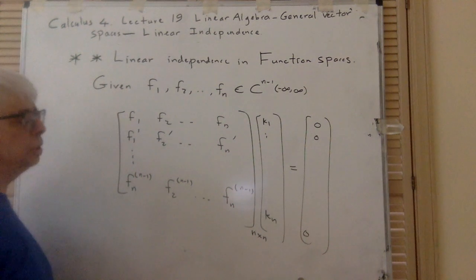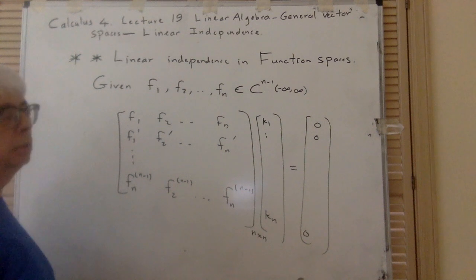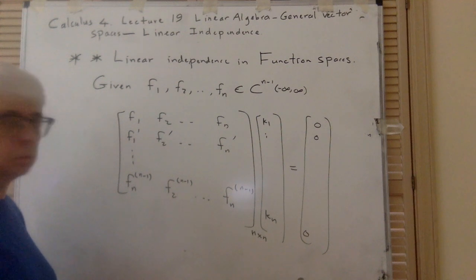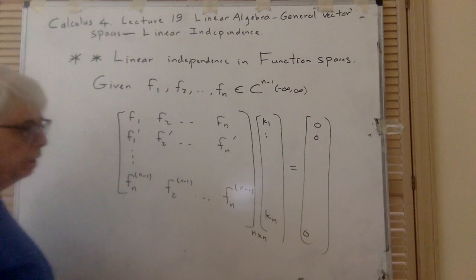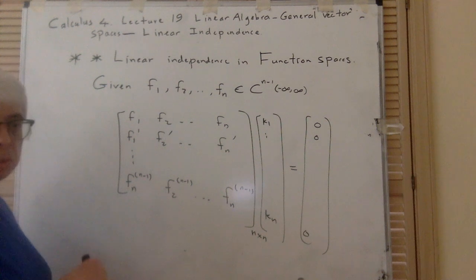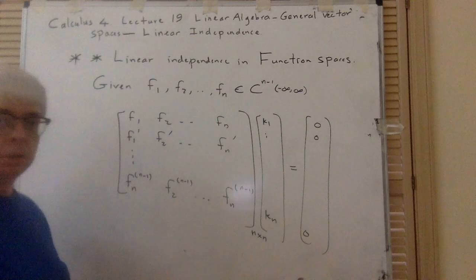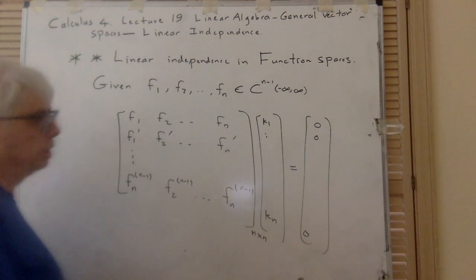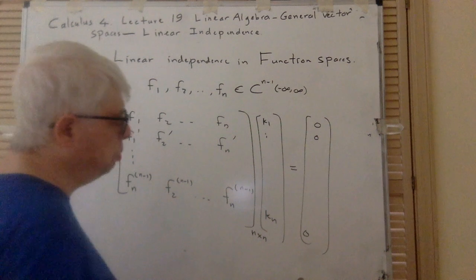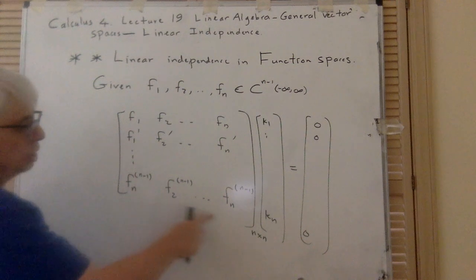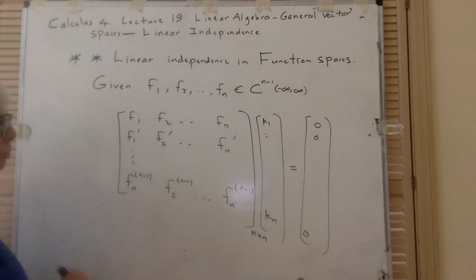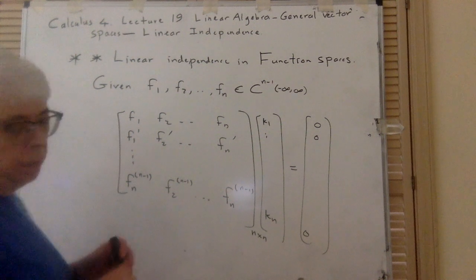So how could this have only the 0 solution? If this has only the 0 solution, then the fi's are linearly independent. Remember that k1 f1 plus k2 f2 equal to 0. If this has only the 0 solution, then the ki's are 0. And that's the condition for linear independence. But how could this be? It has only the 0 solution if the determinant of this matrix is not 0.